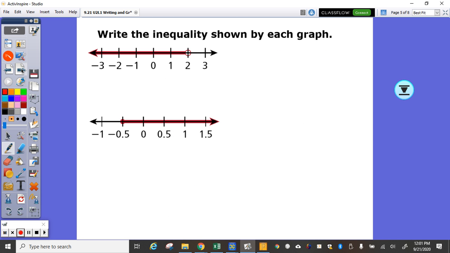What's the inequality for this right here? X is less than 2. That's it. We're writing the inequality for the graph that we're being given. What about this one? So x is greater than or equal to negative 0.5. Yes? No? Maybe so.